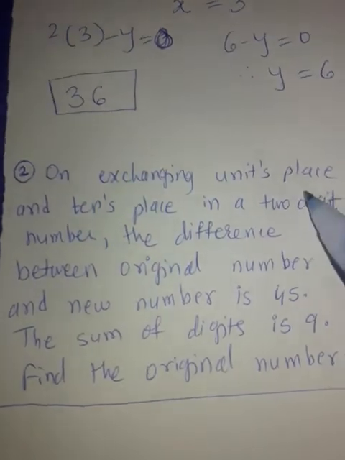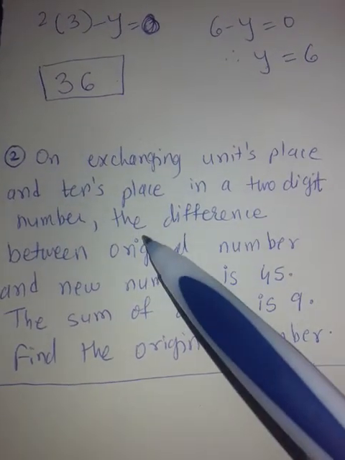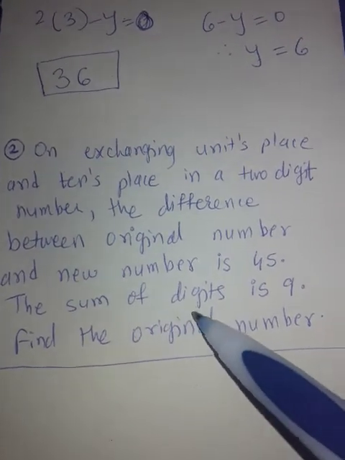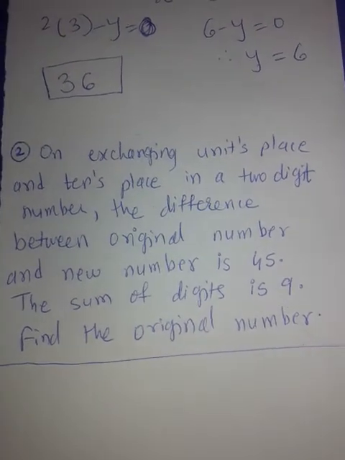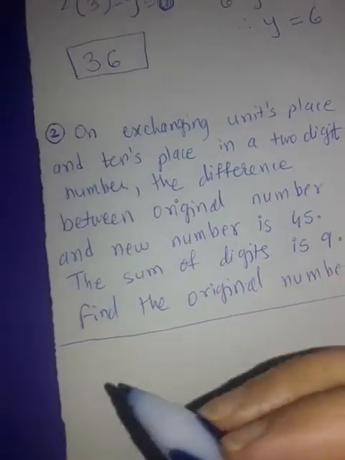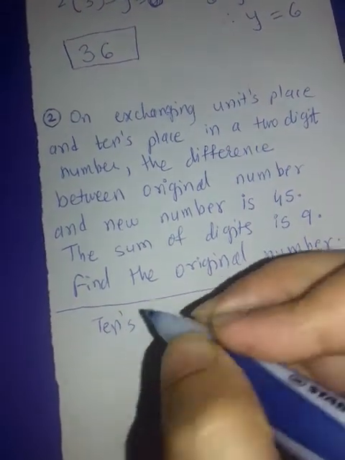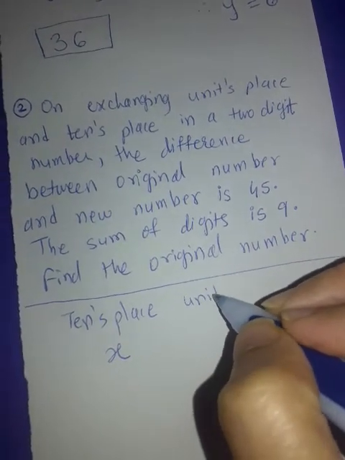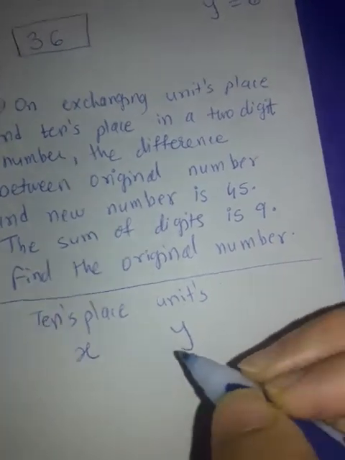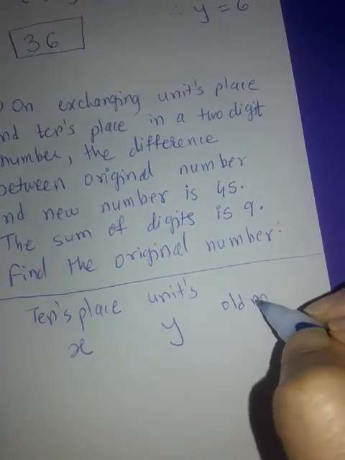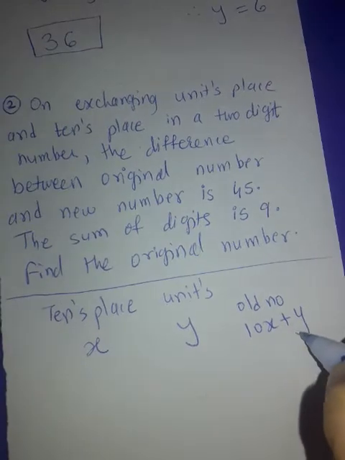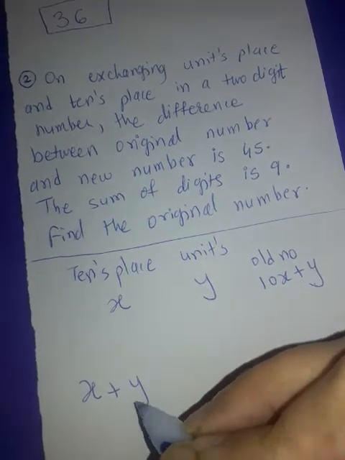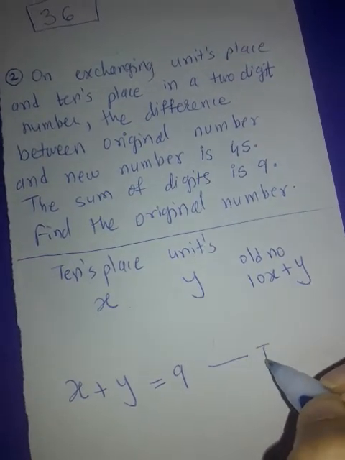On exchanging units place and tens place in a 2-digit number, the difference between original number and new number is 45. The sum of the digits is 9. Find the original number. So I am going to begin in same way. Tens place, let me assume it as x, and units place as y. So old number will be 10x plus y. And they have given sum of the digits is 9. So I have my first equation, x plus y is equal to 9. Let me call it 1.